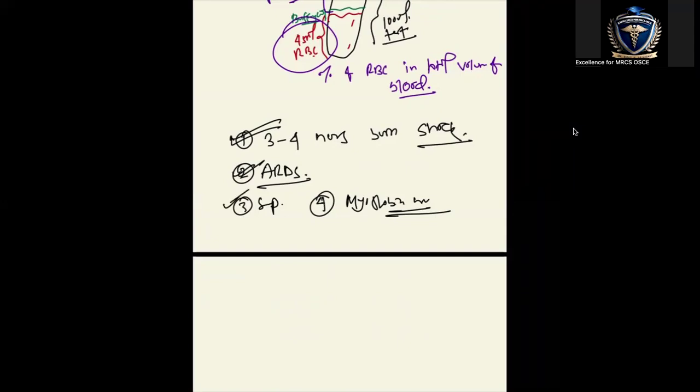There may be some compartment syndrome, and scleroderma and so many things. But you have to mention at least these 4 or 5 things. Right? Did you get my point, doctor?